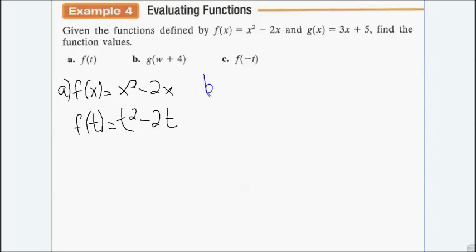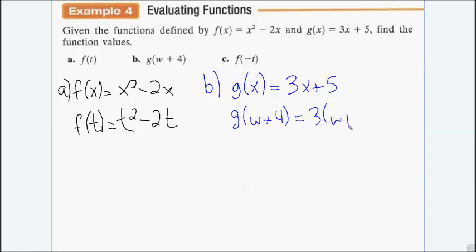Okay, for b, we're using g. So I'm going to use g of x. And that's 3x plus 5. And they want me to do g of w plus 4. So I take x out, and I put in w plus 4. And it's a terrible w and a terrible 4, but you guys get the idea. And then I need to simplify, so I'm going to distribute that 3. So I get 3w plus 12 plus 5.